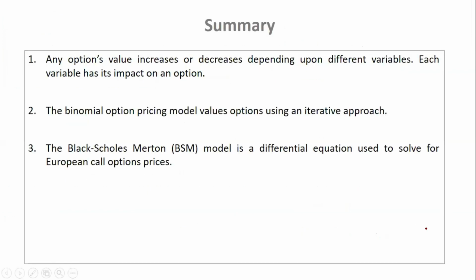In summary, an option's value increases or decreases depending upon different variables: spot price, strike price, time to expiration, volatility, and market interest rate. Each has its impact on the option price. The binomial option pricing model values an option using an iterative approach, step by step, up and down. And the Black-Scholes model is a differential equation used to solve for European call option prices.